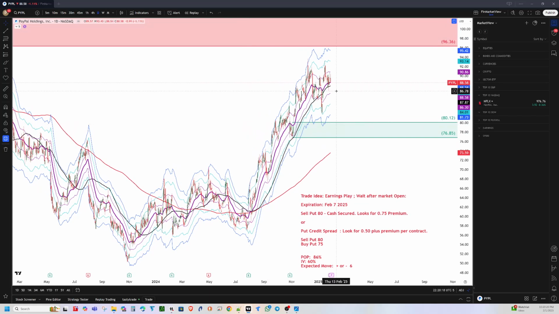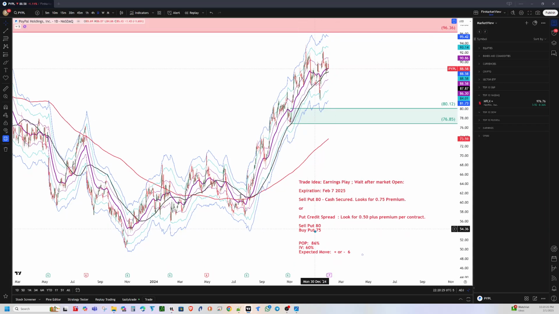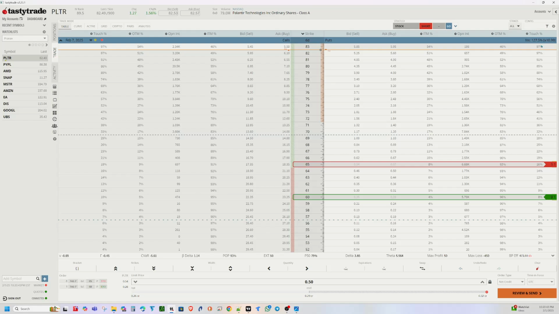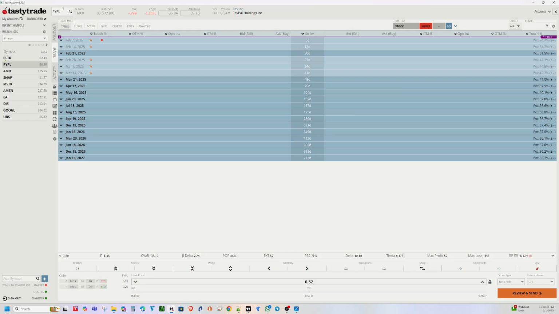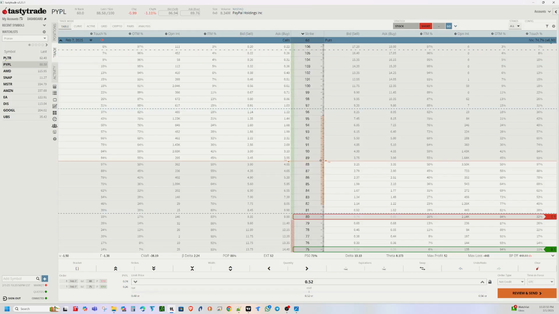If the market comes back a little bit on Monday, then you could make the same kind of earnings play on Monday. So look to sell the 80 put and buy the 75, and this has a good probability of profit, 86%. Implied volatility is 60%. Expected move is $6. So options are already priced for PayPal, for February 7, at $6.80.